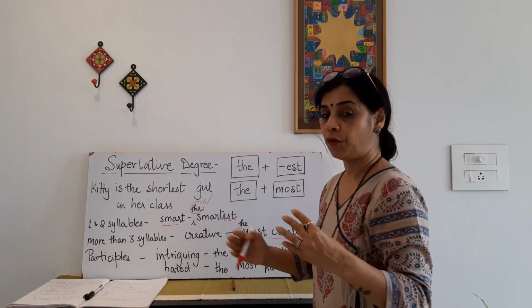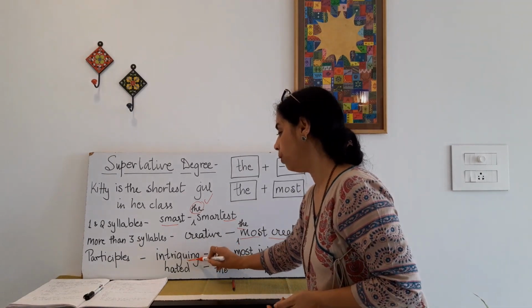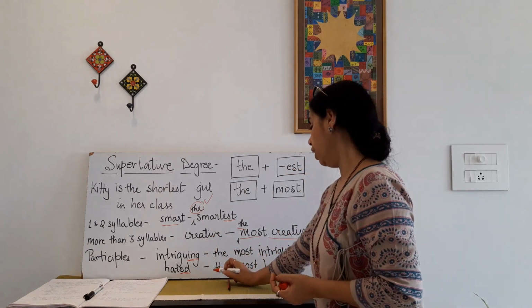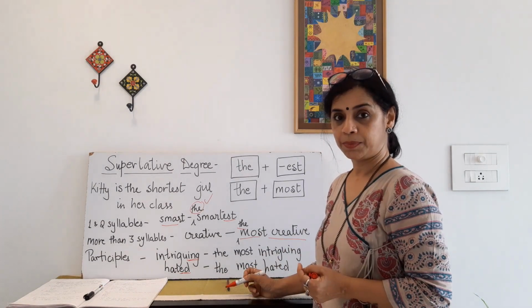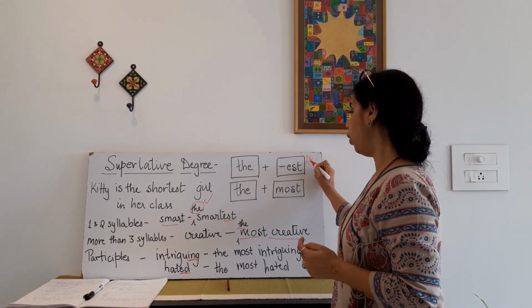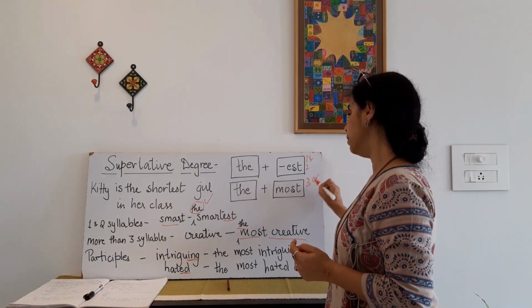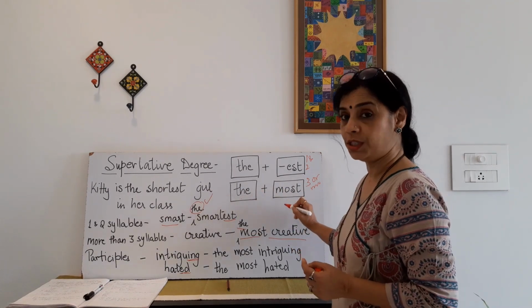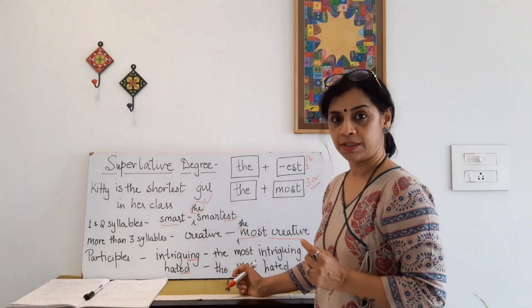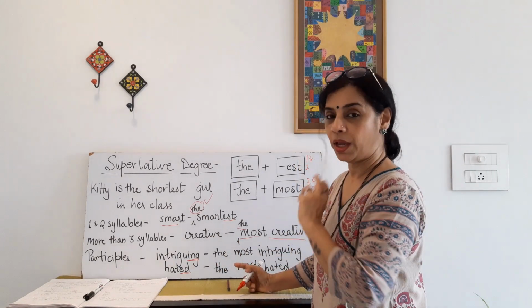Participles also follow the same rule. Intriguing, the most, because it's the ing form or the ed form, participles. So the most intriguing or the most hated. So the rule that goes for EST is single 1 or 2 syllable words, and for 3 or more syllables, it is the most. The most interesting, the most fascinating. These are all participles, so they too follow the rule of the most. Okay, let's move on.